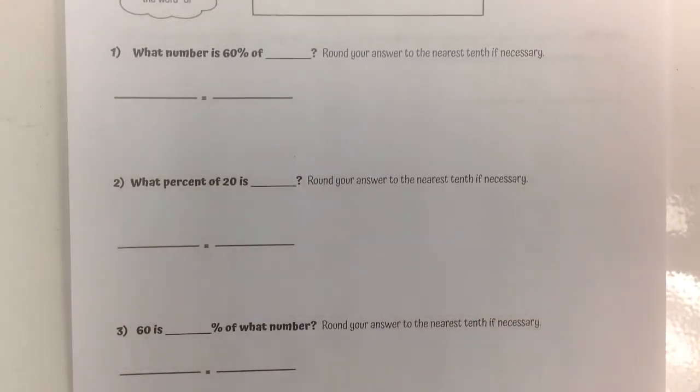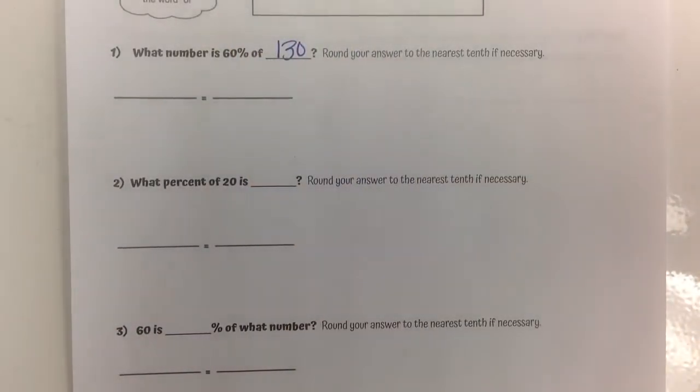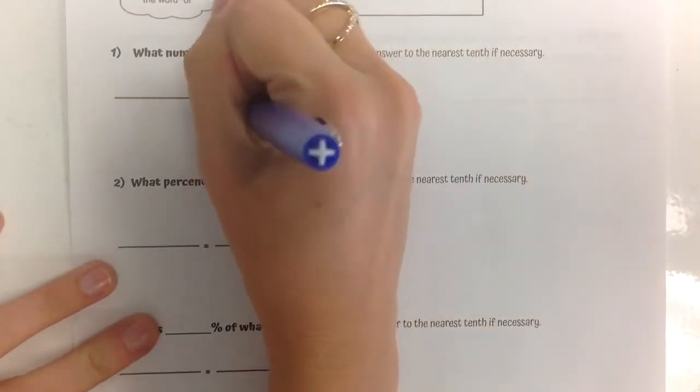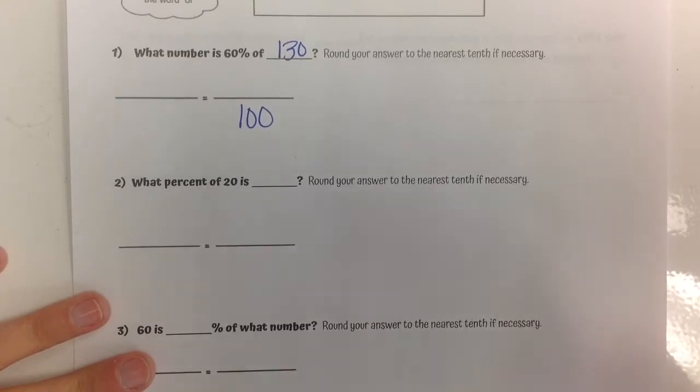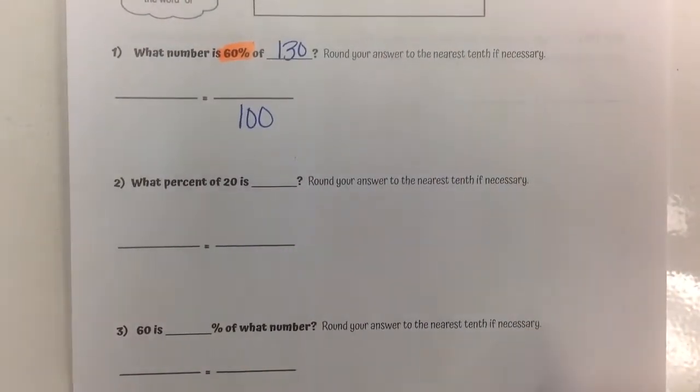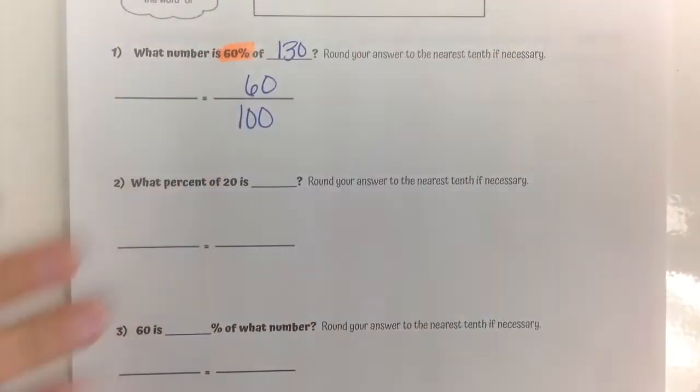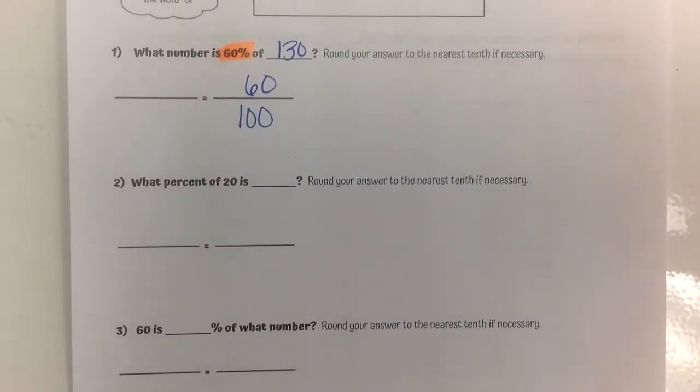First problem, what is 60% of 130? Well, first off, no matter what, as I said, it's always going to be out of 100. Then let's look at the values that are given. The first thing I always look for is the percent. I either look to see, do I see a percentage sign or do I see the word percent? Here, I see the percent sign. So I know that 60% needs to go above the 100.